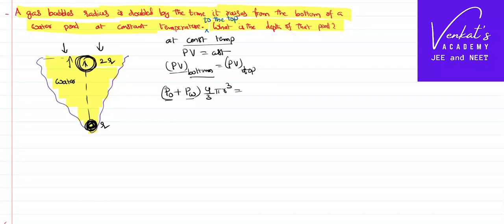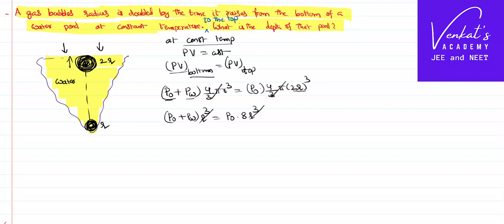When it comes to the top, there is no water on it. Therefore, there is pressure only due to the atmosphere. That is P0. And the volume is 4 by 3 pi, and as per the given problem, the radius is doubled at the top, therefore 2r. So we can cancel 4 by 3 pi on both sides. Simplifying, pressure due to the atmosphere plus pressure due to the water, times r cube, equals pressure due to the atmosphere times 2r whole cube, which is 8r cube.